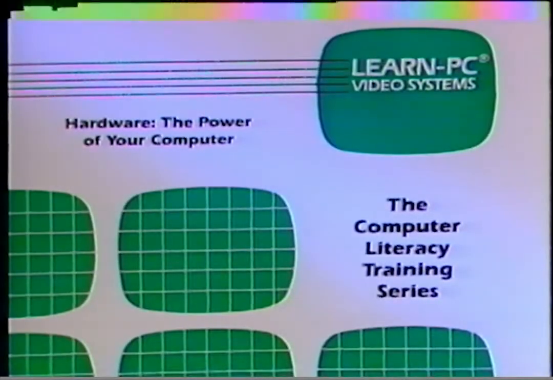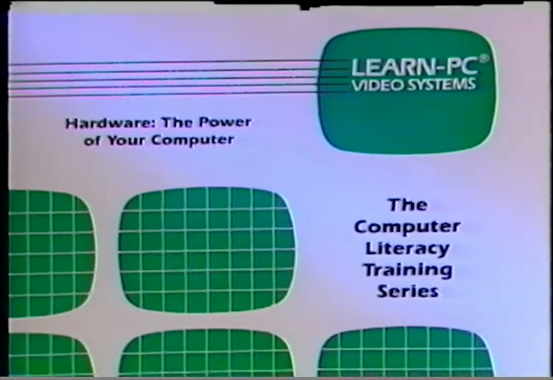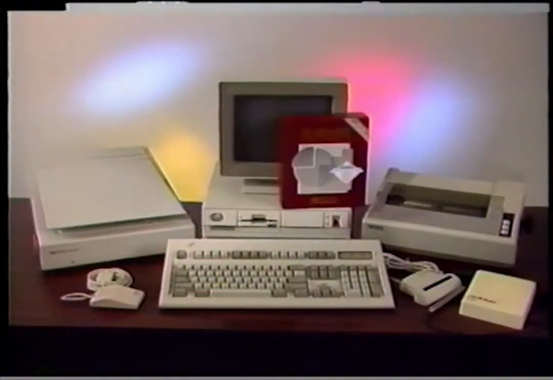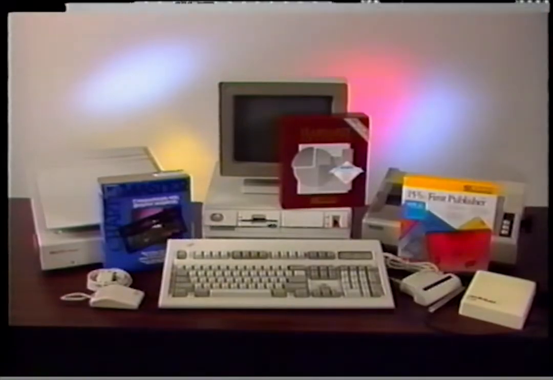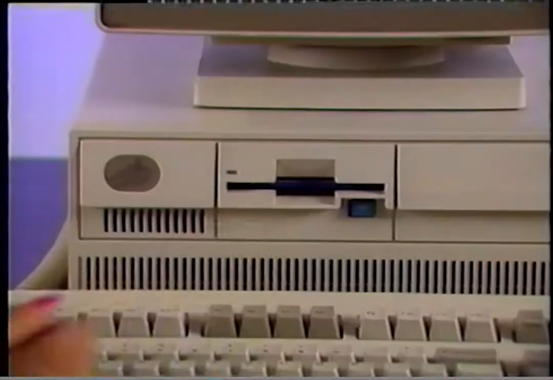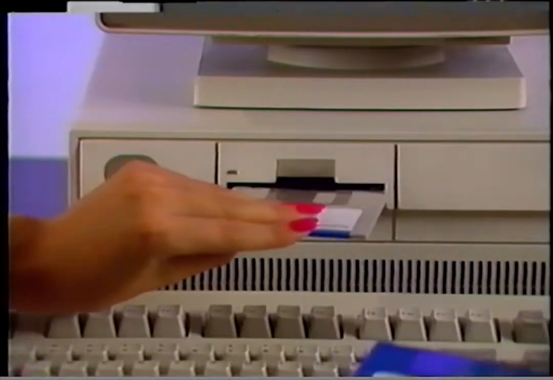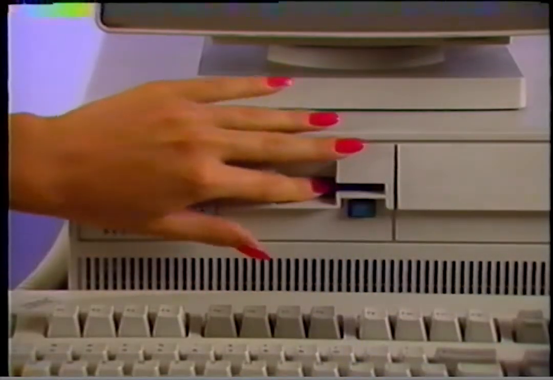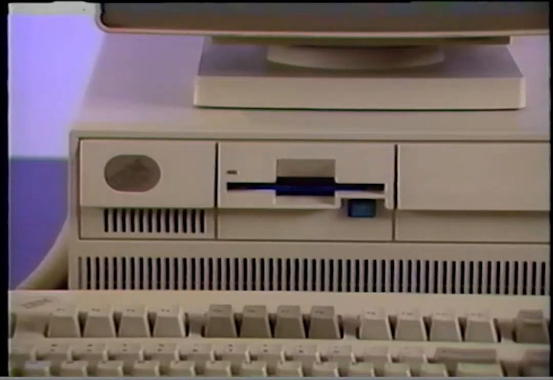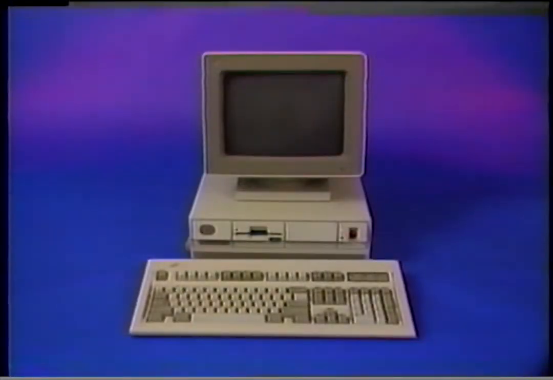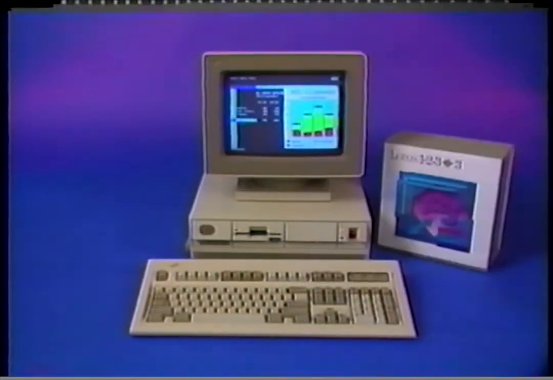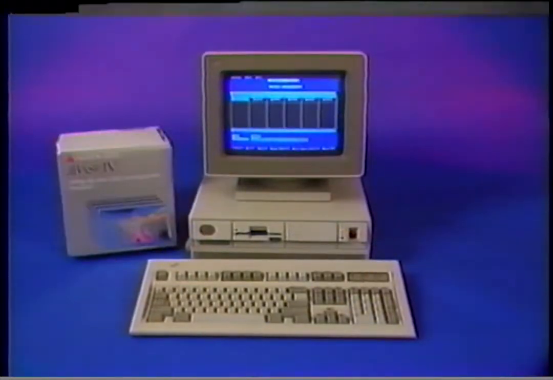As you learned in the LearnPC course Hardware, the power of your computer, hardware and software need each other to work. To change the computer hardware from doing one kind of work to another, all you need to change is the software. That is, change the instructions to the hardware. The hardware stays the same. One computer system can use or run many different software programs.